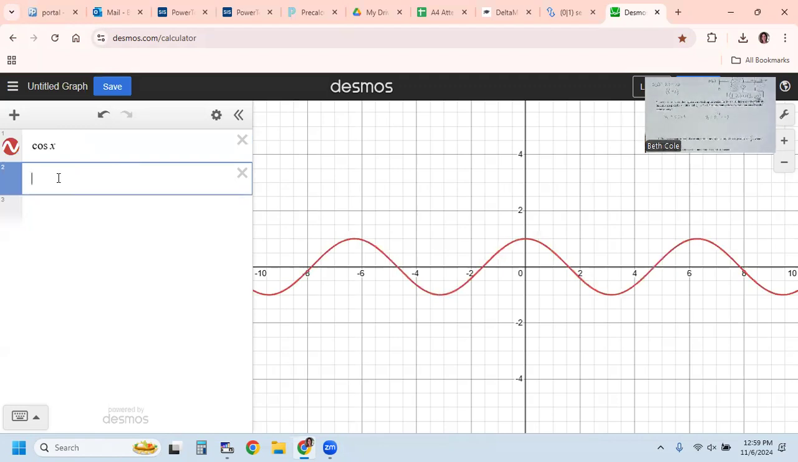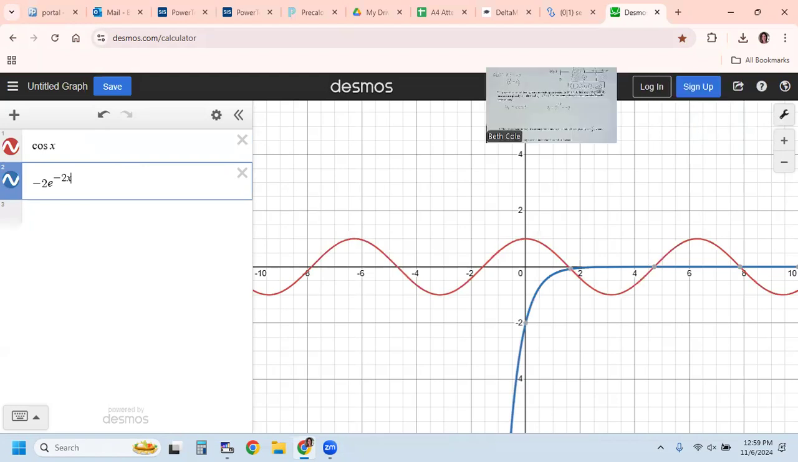Do you see that? Yeah. Okay. And then I'm going to put that negative 2 out front for the other one. Negative 2e to the negative 2x. I need to change my window, so I'm going to come over here and hit the little wrench button.